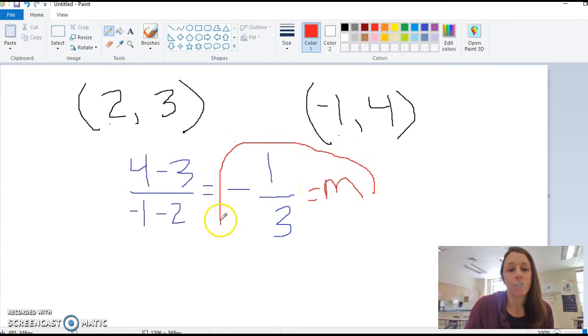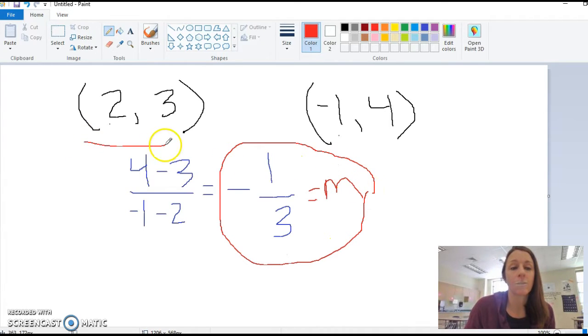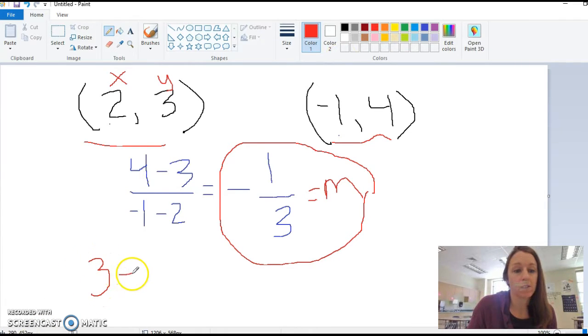Now, like the other problem that we just did, we need an x and we need a y because we have to figure out what b is. We talked yesterday about how we can pick either one of these points. It doesn't matter which one. I'm going to pick this one just because it doesn't have the negative in it, so maybe it'll be a little bit easier. So we have our x and our y, and we're going to plug it into y equals mx plus b. So y is 3, m is -1/3, times x, which is 2, plus b, which we don't know yet.